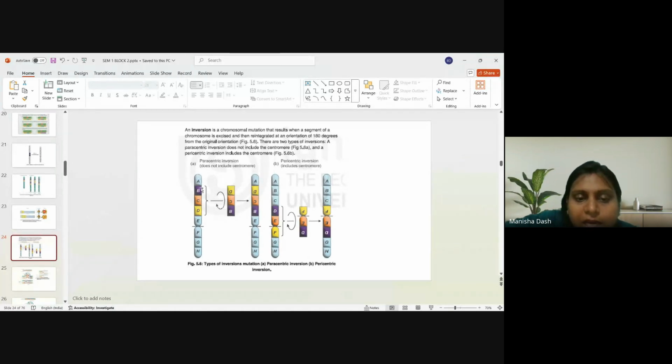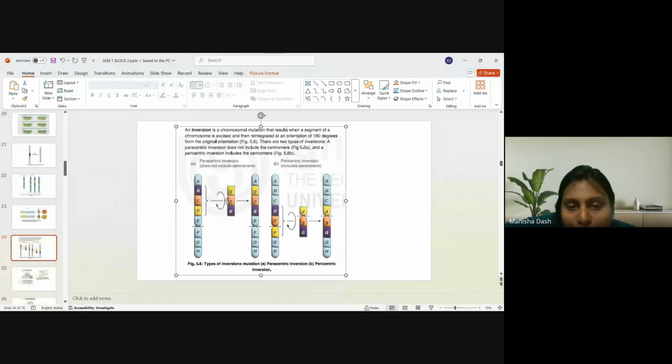So if you look here, the earlier sequence was A, B, C, D, E, F, G, H. But now this B, C, D part has been cut from the chromosome and put here, but in an inverted sequence. So earlier A and B were closer. Now D has come close to A. So the sequence has been inverted, like there is a 180-degree rotation.